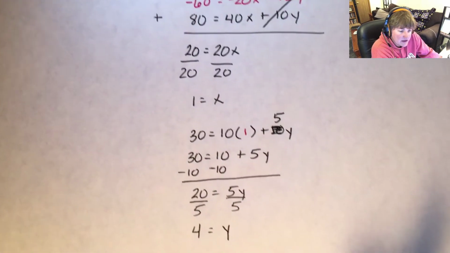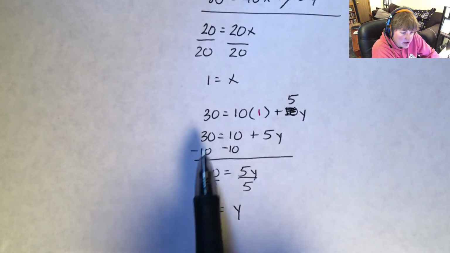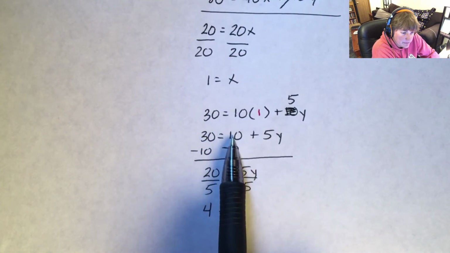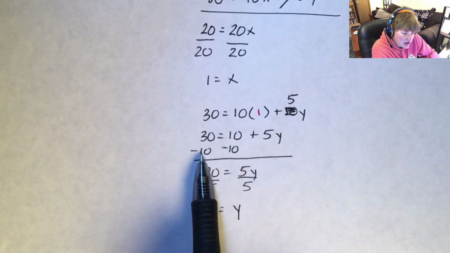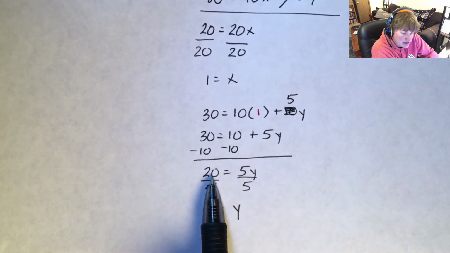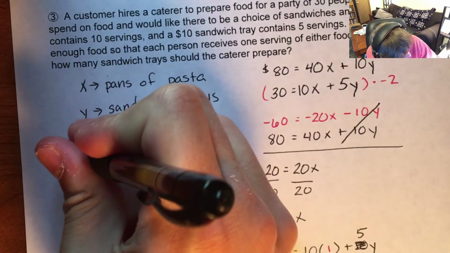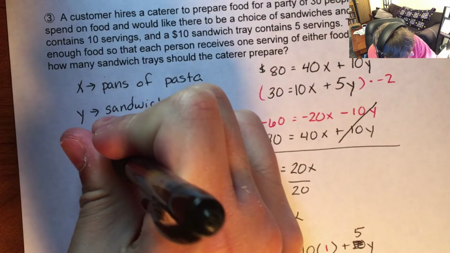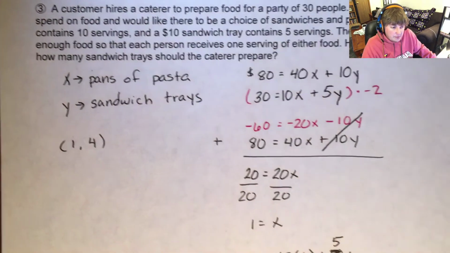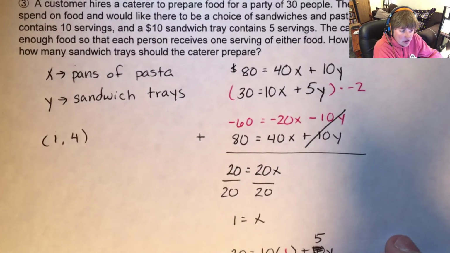Okay, and looks like I ran out of room, but what I did here is I just multiplied this to get 10. Then I subtracted 10 from each side. 30 minus 10 is 20. 20 divided by 5 is 4. So I believe my answer is the ordered pair (1, 4). If you wanted to go ahead and check that, you could. I'm going to tell you that is correct for this particular one.